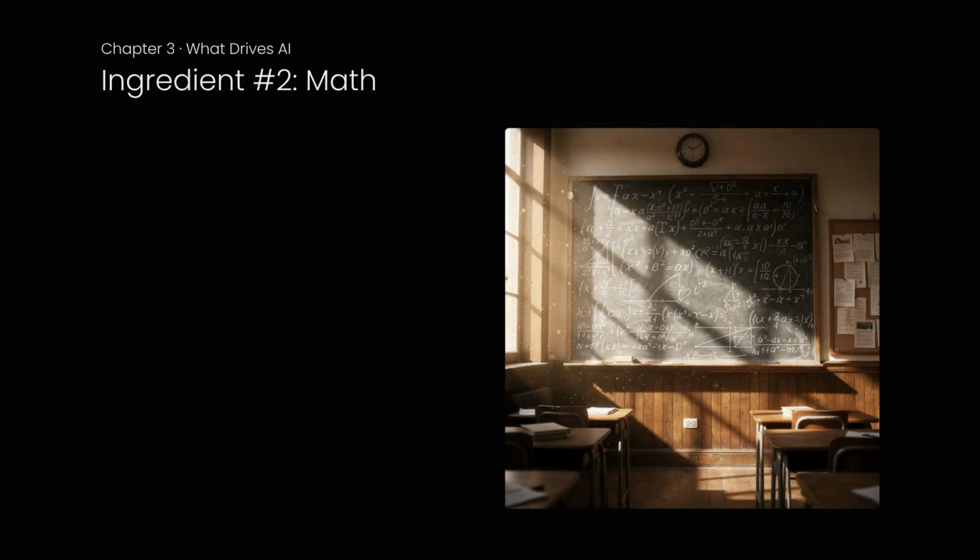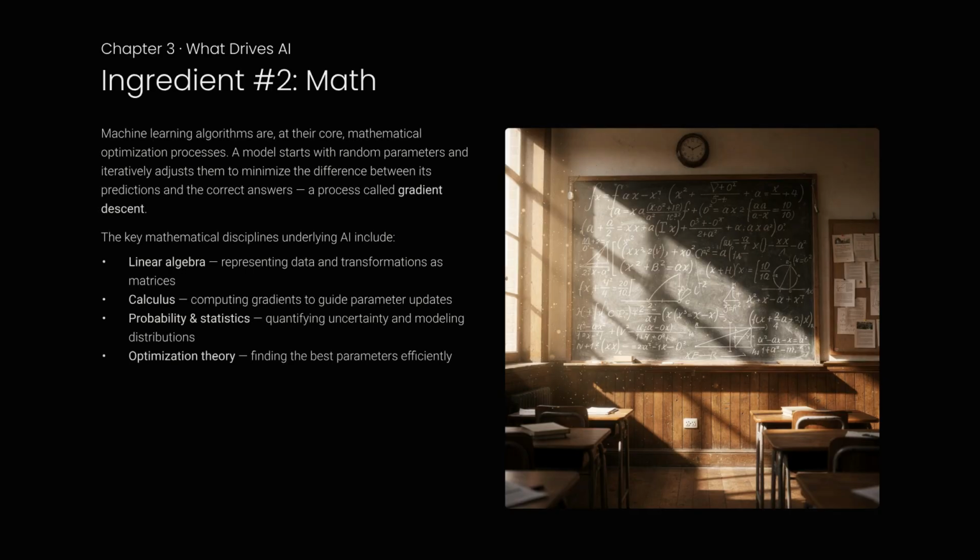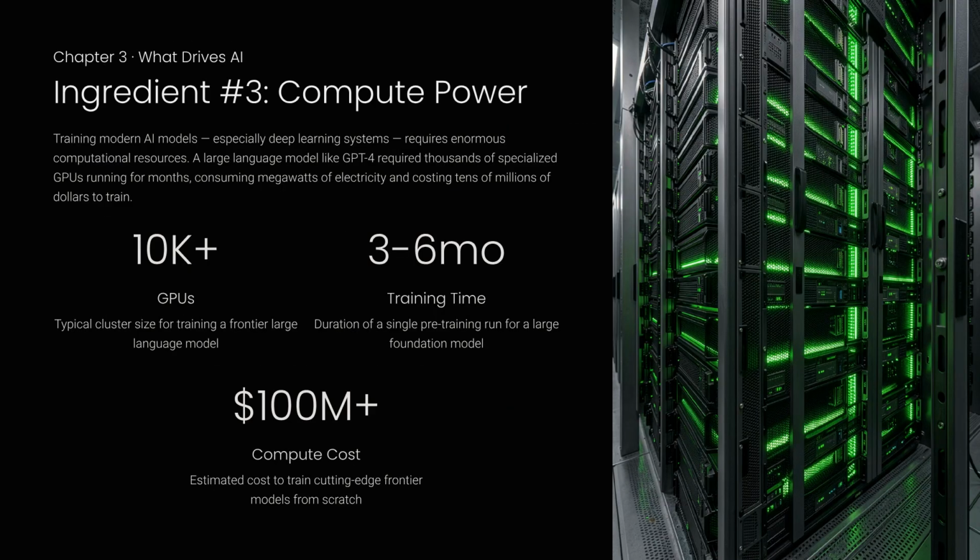Next is math. At its core, AI is about mathematical optimization. Through processes like gradient descent, models iteratively adjust their parameters to improve performance. Fields like linear algebra, calculus, and statistics provide the bedrock for this. Finally, we need compute power. Training modern models, like large language models, demands massive resources. It involves thousands of specialized GPUs running for months, resulting in huge energy consumption and high financial costs.